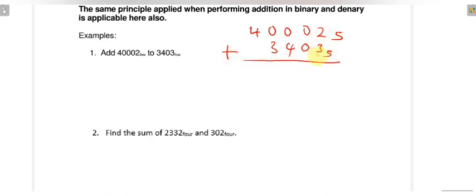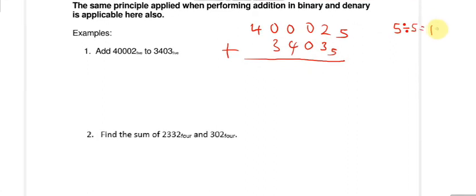Now 2 plus 3 is 5. Since it is 5, it has reached the base. The number must not exceed base 5, so I have to divide by 5. When I divide by 5, I get 1 remainder 0. This is the remainder, so I'll write it down here and I'll carry the 1. I'll add this carried 1 to this 0. 1 plus 0 is 1. Since it's not up to 5, I'll write the 1 down. Then 0 plus 4 is 4. It's not up to base 5, so I'll write the 4 down. 0 plus 3 is 3. It's not up to base 5, so I'll write the 3 down. Then I have 4 plus 0 here. That's 4, base 5. Okay?